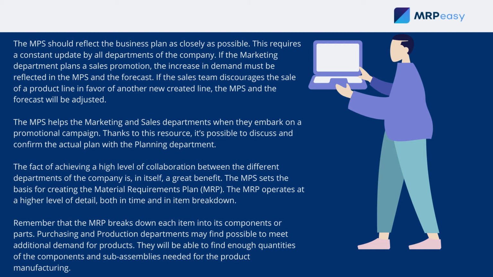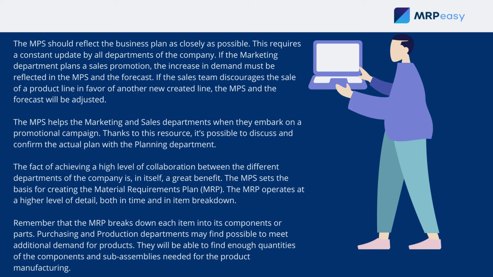This requires a constant update by all departments of the company. If the marketing department plans a sales promotion, the increase in demand must be reflected in the MPS and the forecast. If the sales team discourages the sale of a product line in favour of another new created line, the MPS and the forecast will be adjusted.